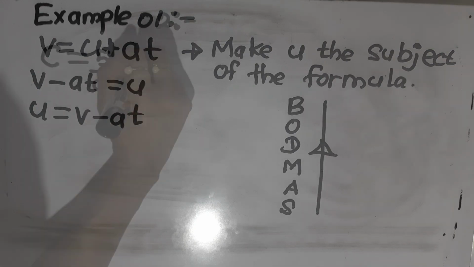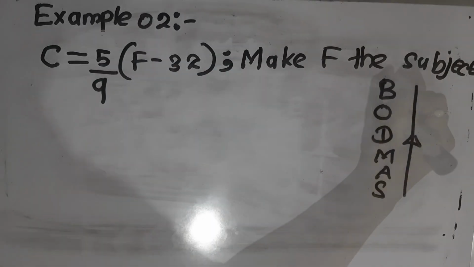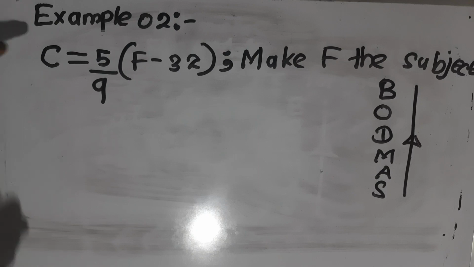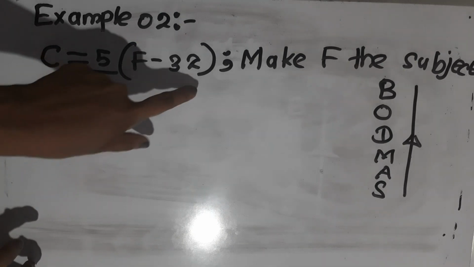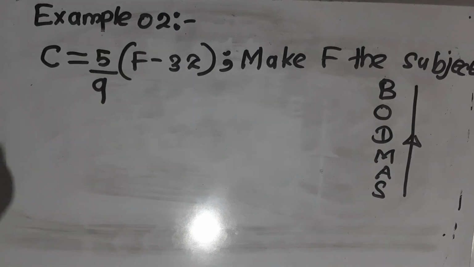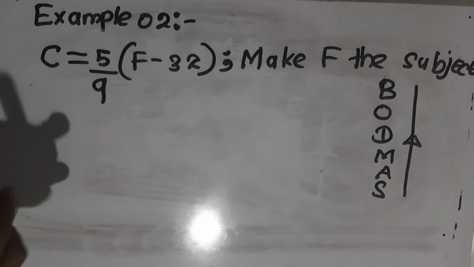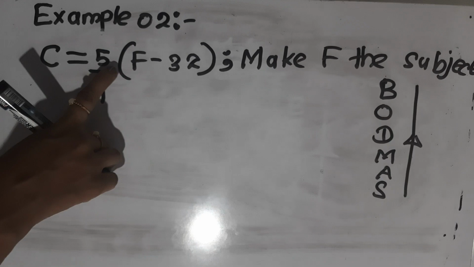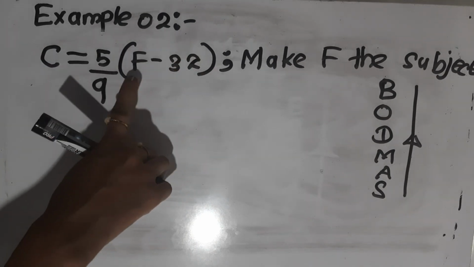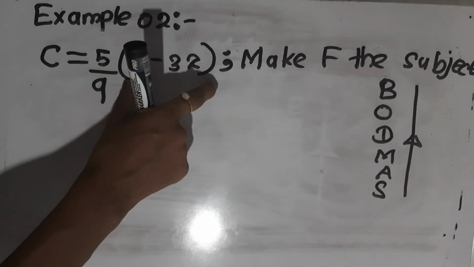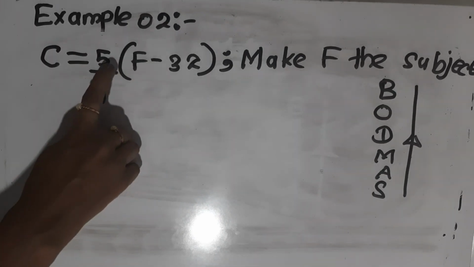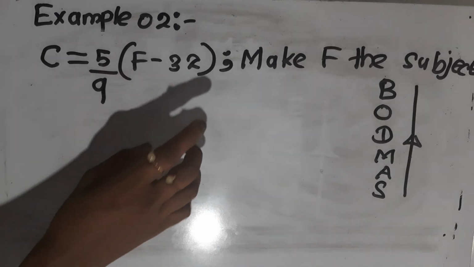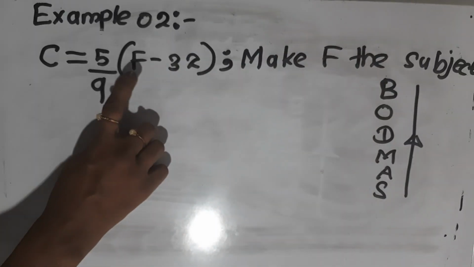Let's go to the second example. The second example is c equals 5 over 9 times f minus 32. Well, what are the arithmetic operations here? 5 over 9 multiplication inside brackets f minus 32. It's a bracket. Inside the bracket there is a subtraction. So we have to make f the subject. So I have to isolate f.